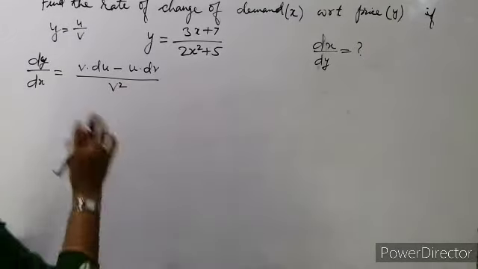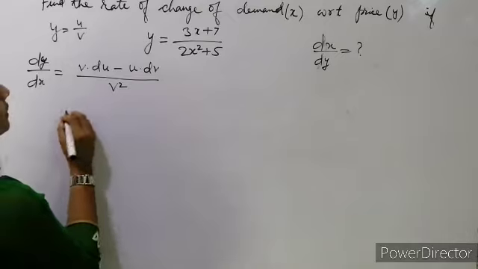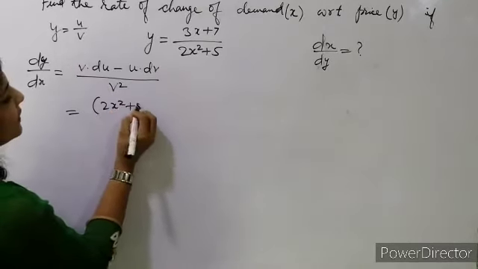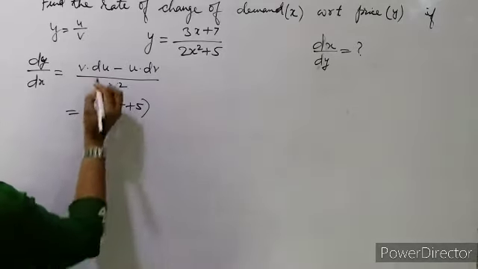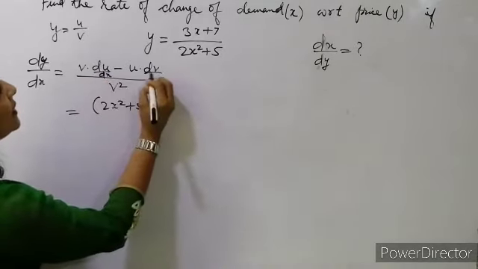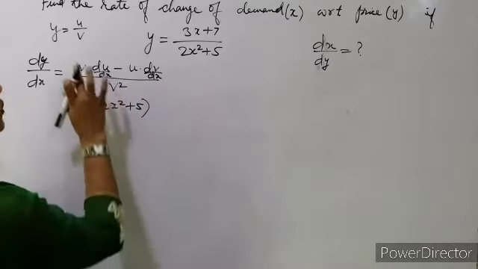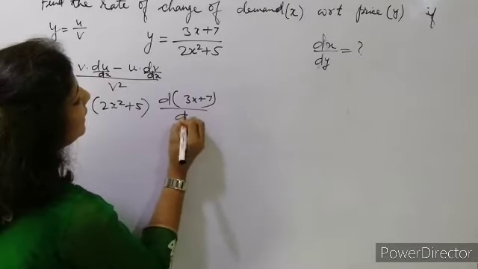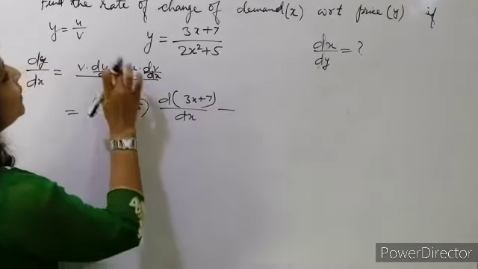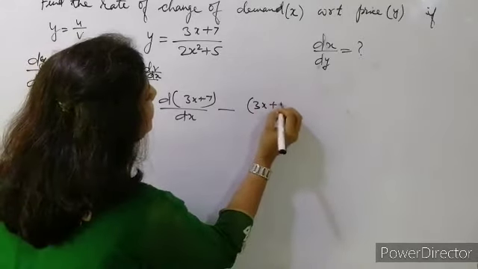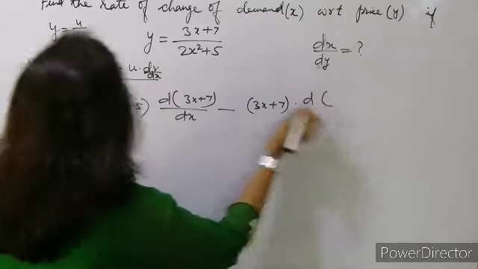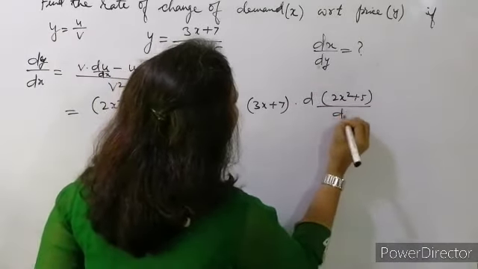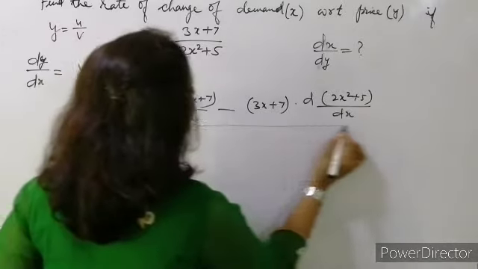Okay. So now we'll put the values of u and v. So v is this one, so we'll write here 2x square plus 5. And du upon dx, and this is dv upon dx. So du upon dx means d(3x plus 7) divided by dx, minus u which is 3x plus 7 into d(2x square plus 5) divided by dx, all divided by v square.